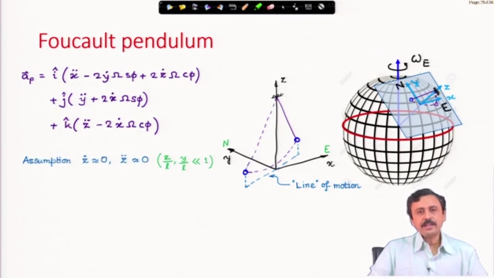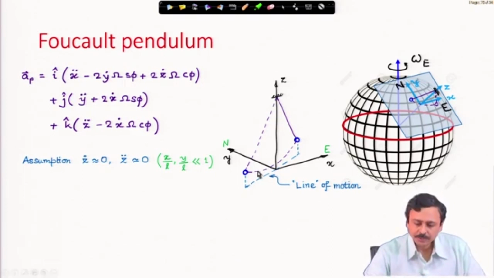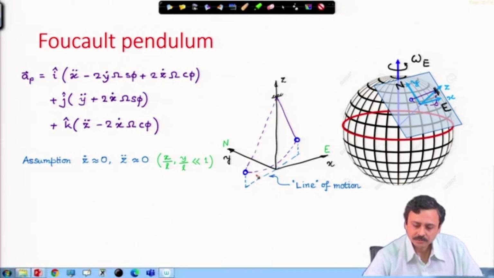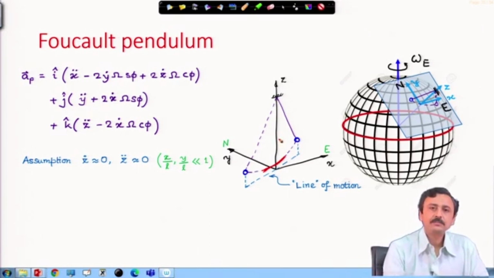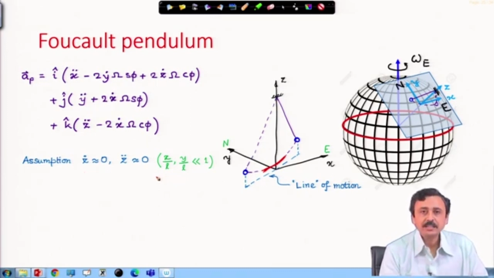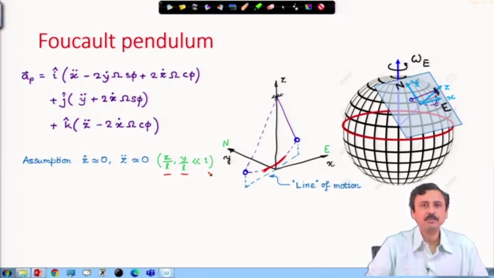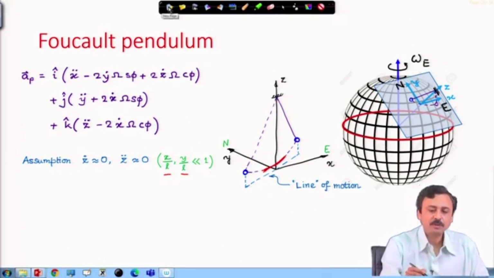Now, here we will make the simplifying assumption that because this pendulum is very long, the z coordinate is not changing appreciably, because this is almost straight, which means these variations of x and y with respect to the length of the pendulum are much smaller than 1. This we had considered also. When we discussed the pendulum equation, we had used this simplification to simplify the equation of motion of the pendulum.